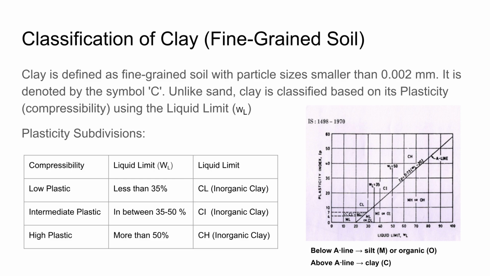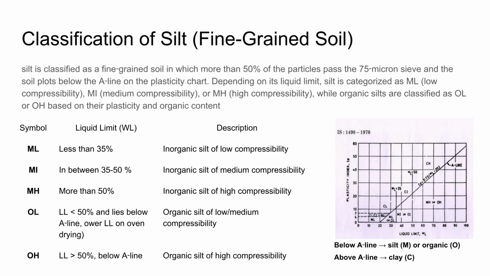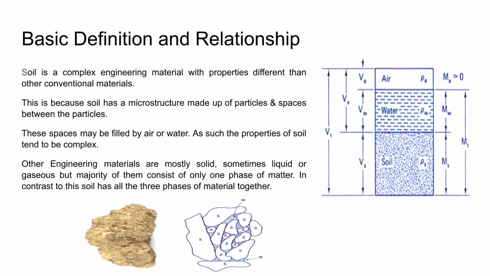On the plasticity chart, soils plotting above the A-line are classified as clay. Silt is a fine-grained soil where over 50% of particles pass the 75-micron sieve, and the soil plots below the A-line on the plasticity chart. It is categorized as ML, MI, or MH based on its liquid limit and compressibility, with organic silts classified as OL or OH.